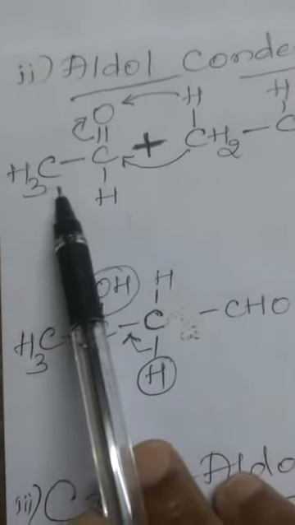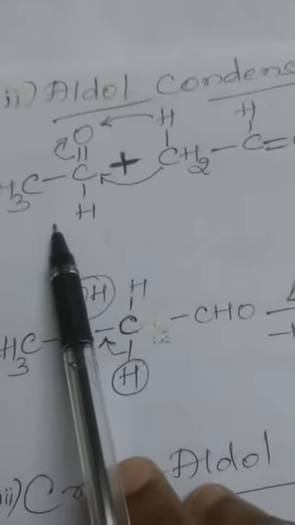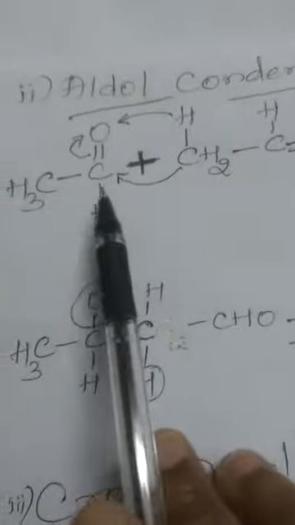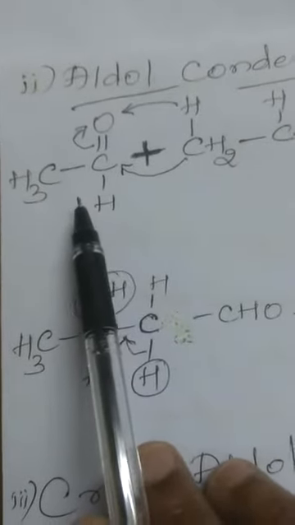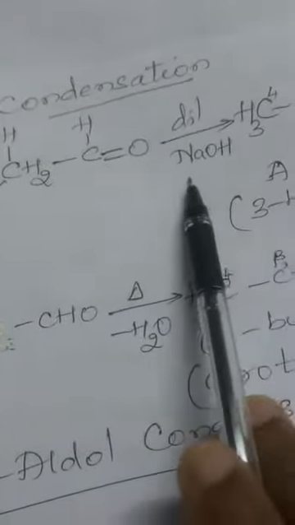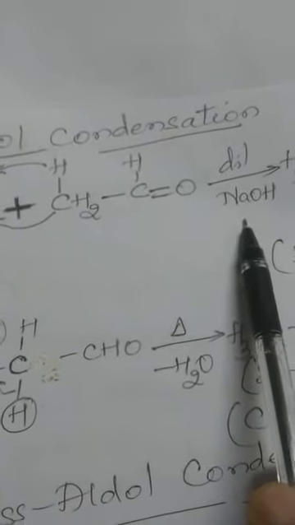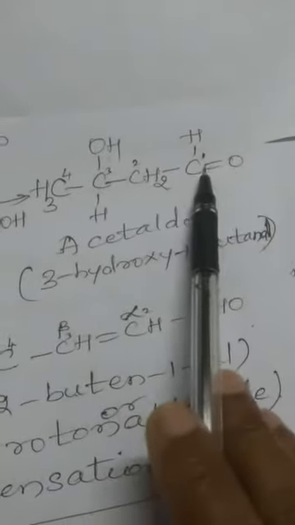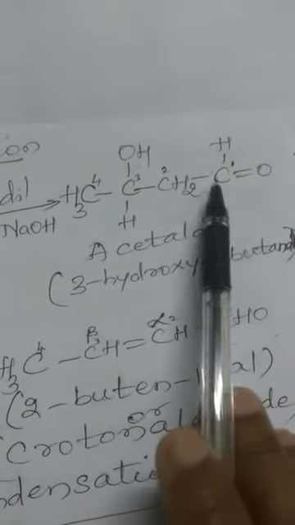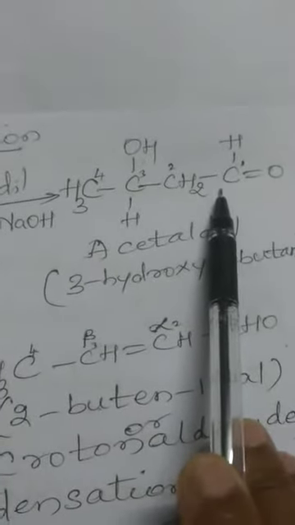So aldehydes containing alpha hydrogen atoms undergo self-condensation. Once again, for self-condensation you require not less than 2 molecules of the same compound. Now this reaction takes place in the presence of a dilute alkali like sodium hydroxide to form an aldol, that is called a beta hydroxyaldehyde. So with respect to the principal functional group CHO, the secondary functional group will be OH. So this will be the alpha carbon, this will be the beta carbon. So it is a beta hydroxyaldehyde, which is the product formed.